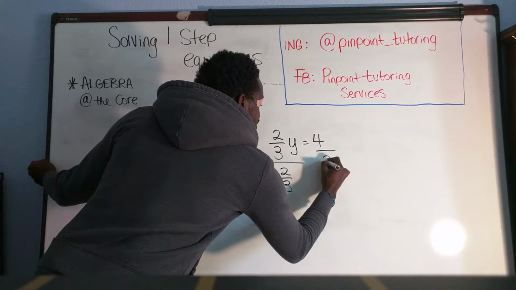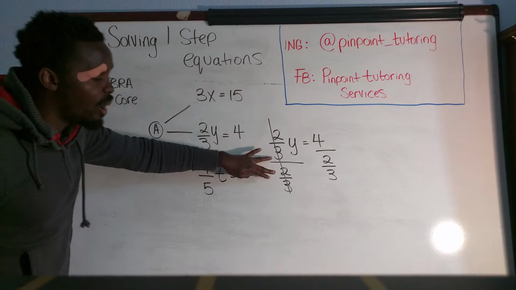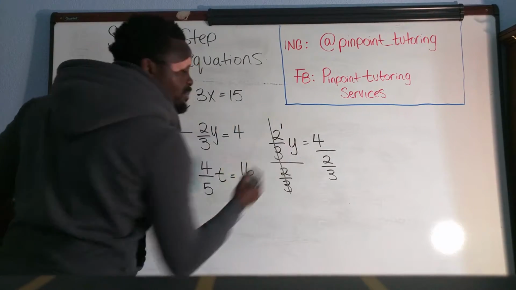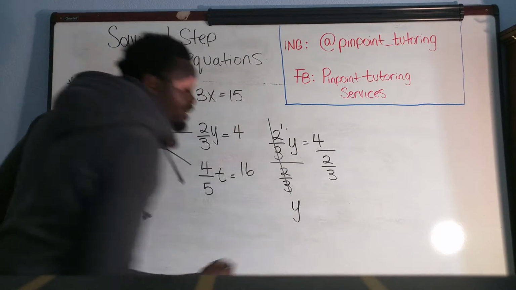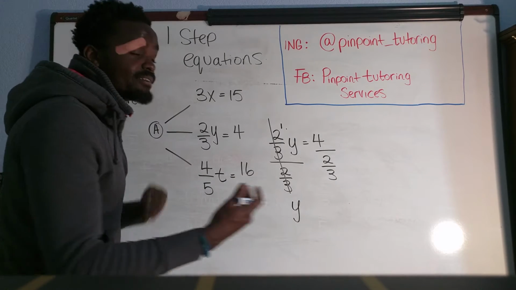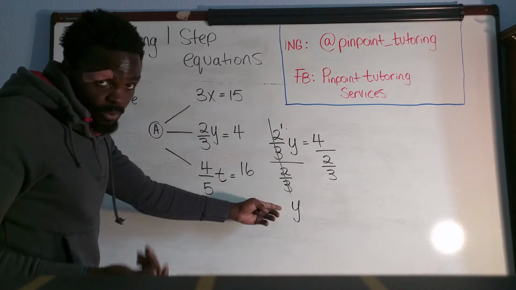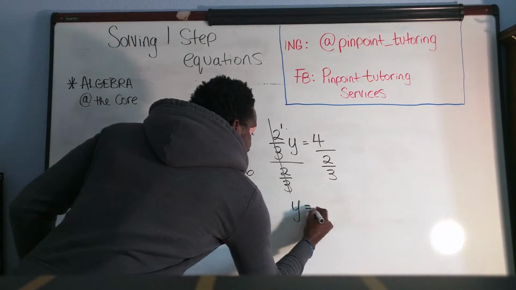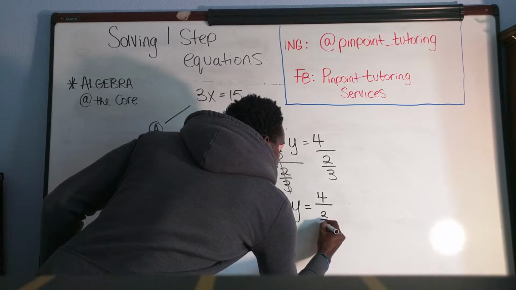If we divide both sides by 2/3, these cancel. Remember, these will always cancel and give you a 1. But a 1 times y is going to be the exact same thing, because 1 times any number is that number itself. 1 times 5, 5. 1 times 2, 2. 1 times a million, a million. 1 times y, also y. Works out the same way. Y is now equal to 4 divided by 2/3.